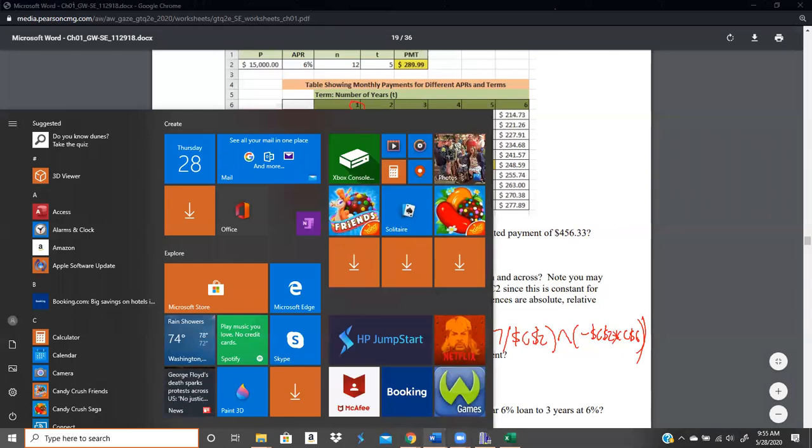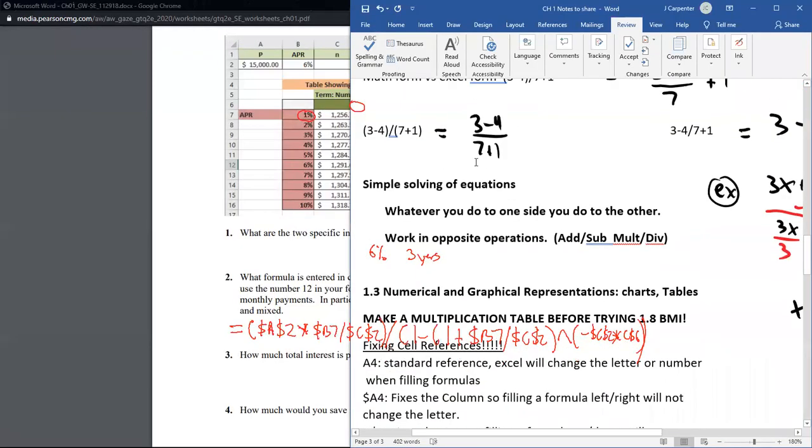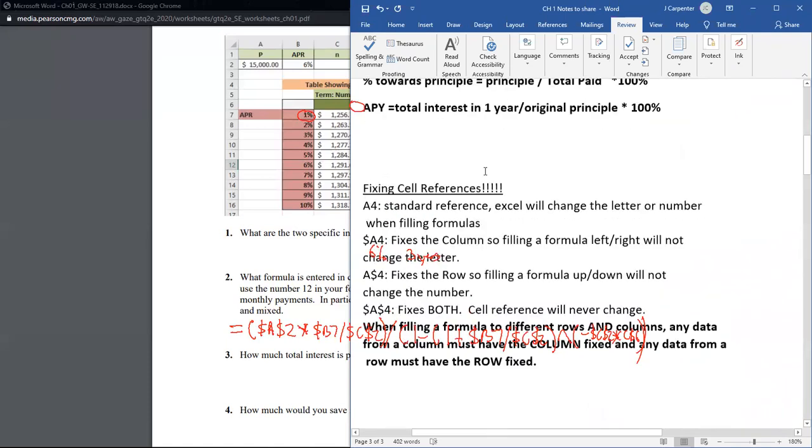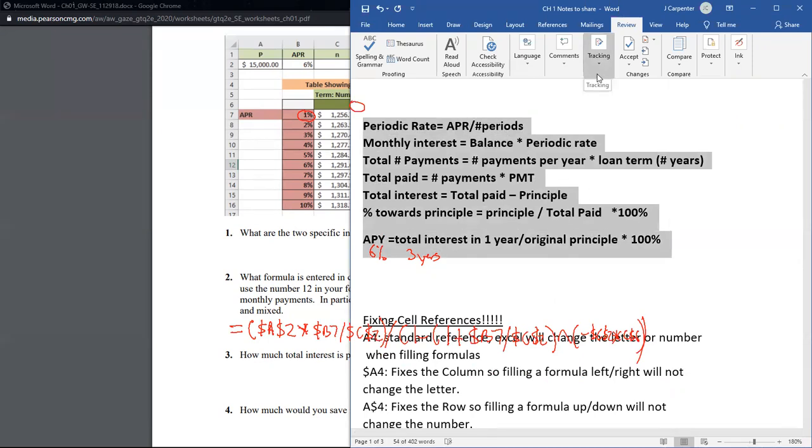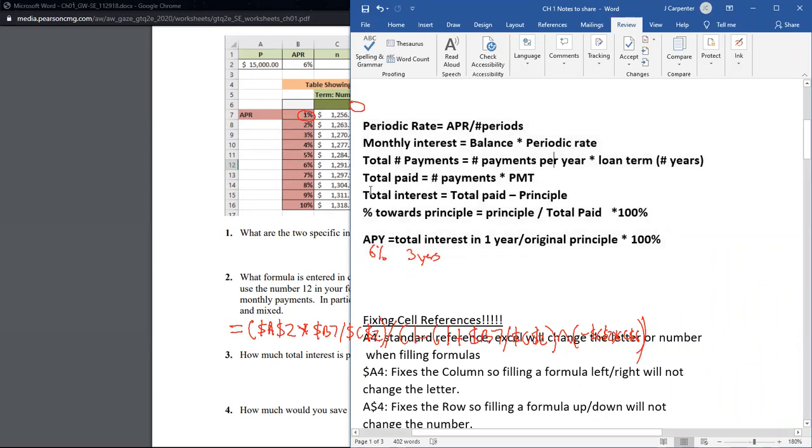Basic finance formulas. Right here. These that I said will never go away in this class ever, especially the top 5. So we want to find out how much interest we're going to pay. Well, to find the total interest, we need to know how much we paid in total and subtract the principal. We know the principal is $15,000, but we don't know how much we paid in total yet. So we'll definitely need this, but for now we're questioning what's the total paid?